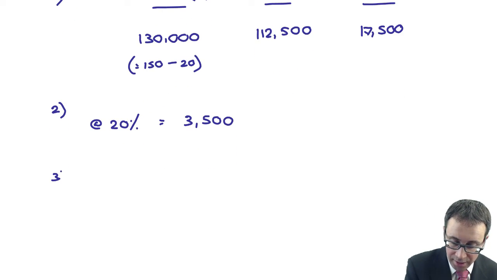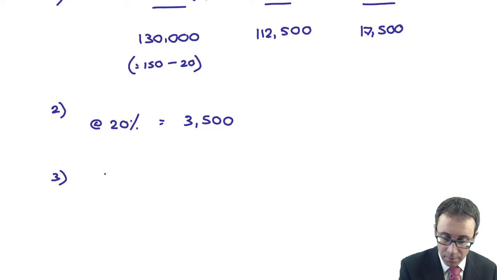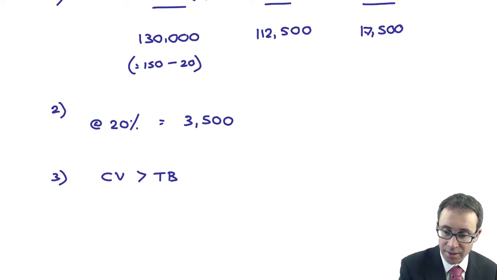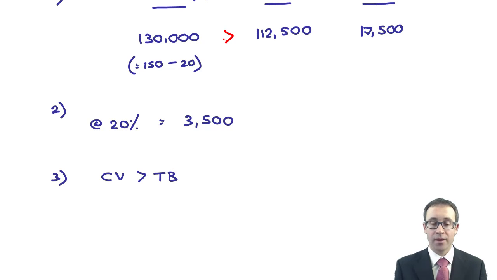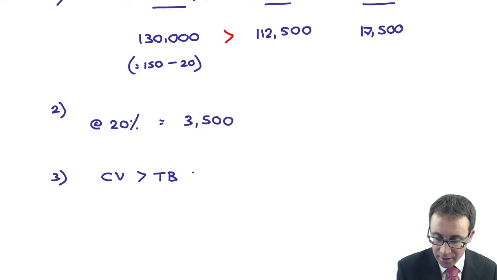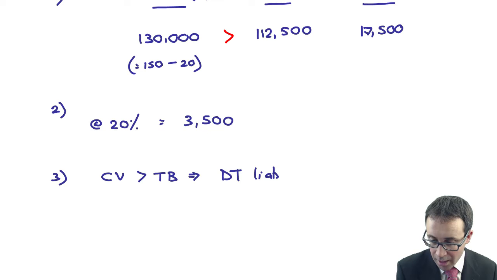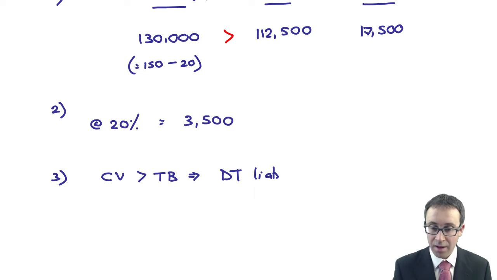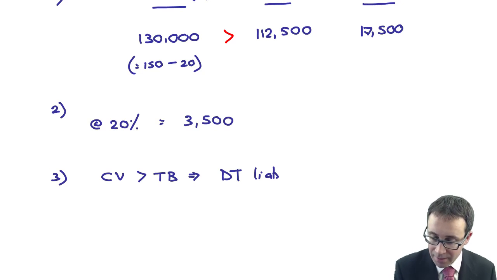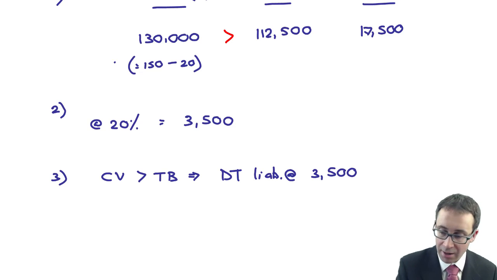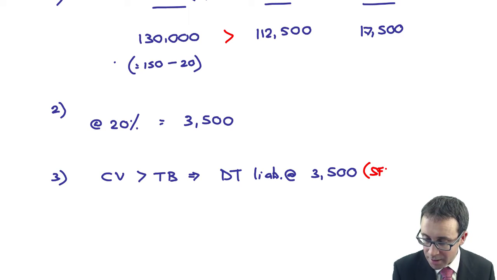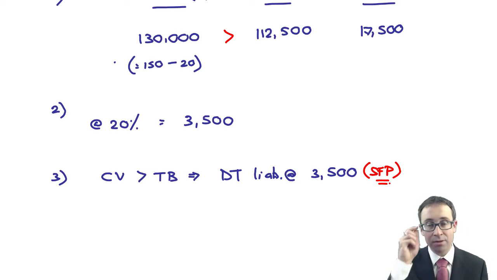Step number 3 helps us answer the first part of the question, doesn't it? Because the carrying value is greater than the tax base, we can see that at the top of the screen. So if the carrying value is greater than the tax base, then you have a deferred tax liability, and that deferred tax liability is 3,500, isn't it? And that 3,500 is the liability that appears on the statement of financial position.